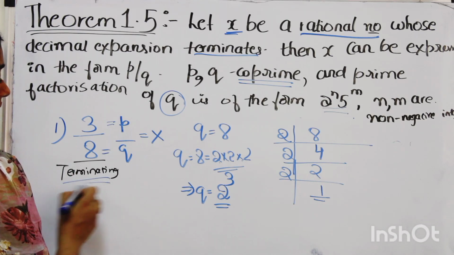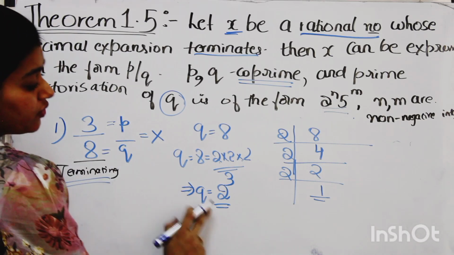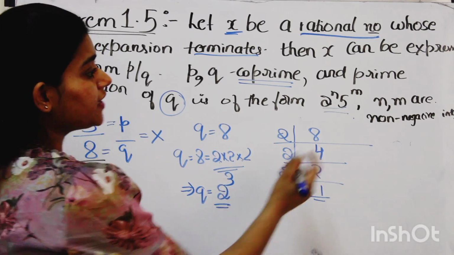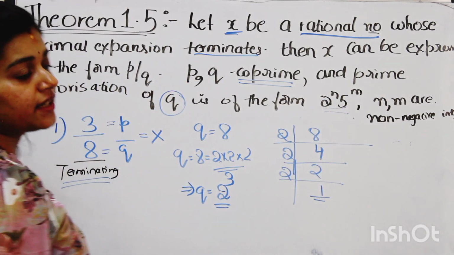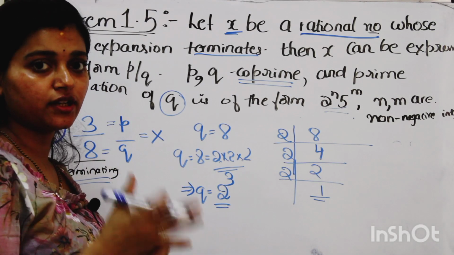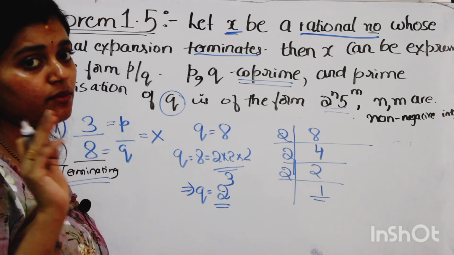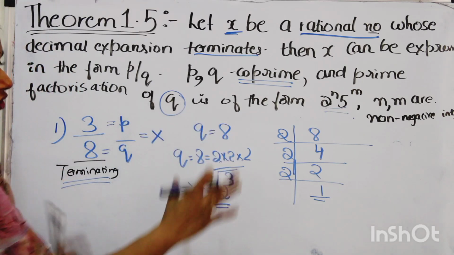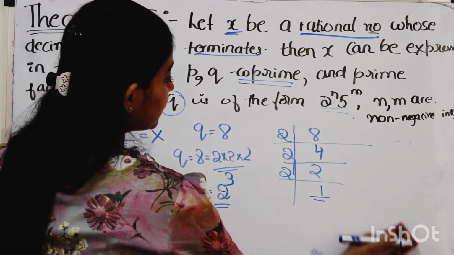So the prime factorization of q is 2 cube, which is in the form of 2. It may be 2, or it may be 5, or it may be both 2 and 5, but never 3, 7, or these other prime numbers. Now you understood, okay? Take another example.